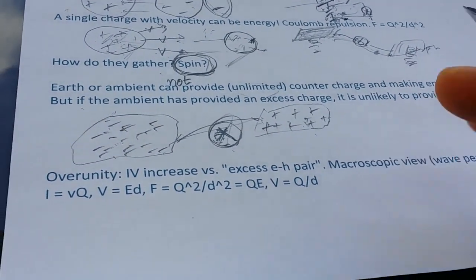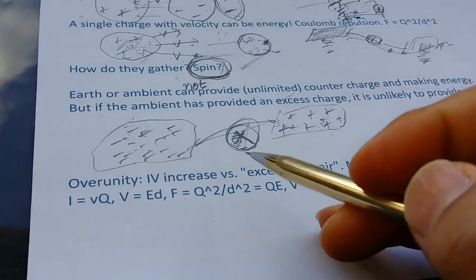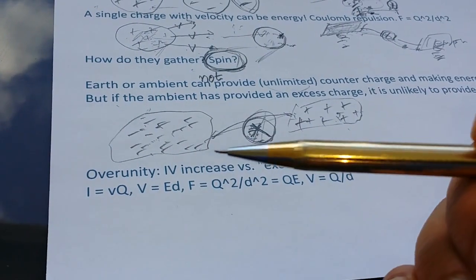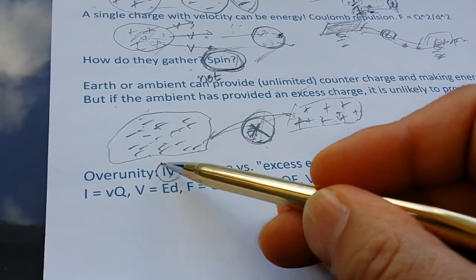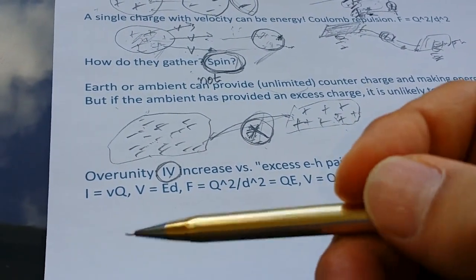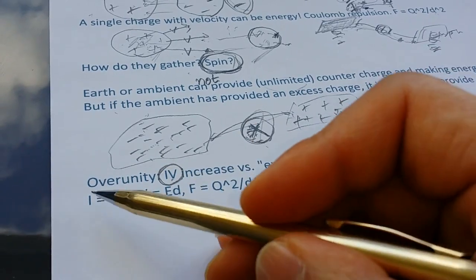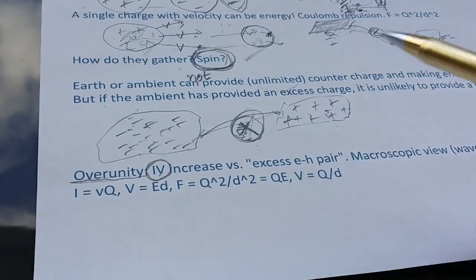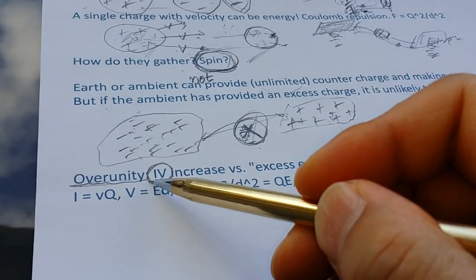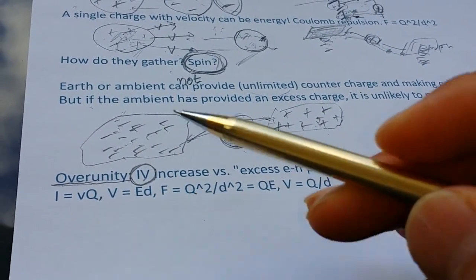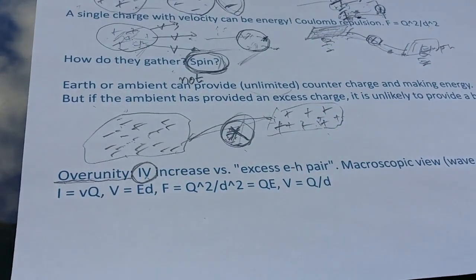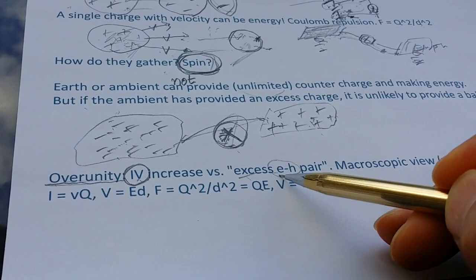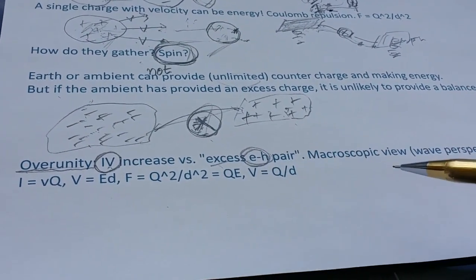So to talk about overunity, a lot of people have a background of just a technical or engineering point of view. So people just talk about the IV, and then either current increases or voltage increases, then there is overunity. They conclude simply. But if we take a more microscopic view, we have to understand how it happened. How did current or voltage increase? Only if an excess electron hole pair is increased there, then yes, it can increase.